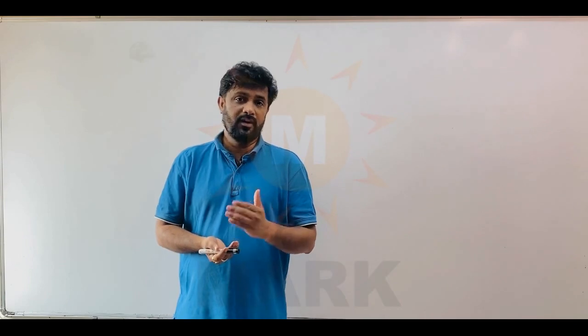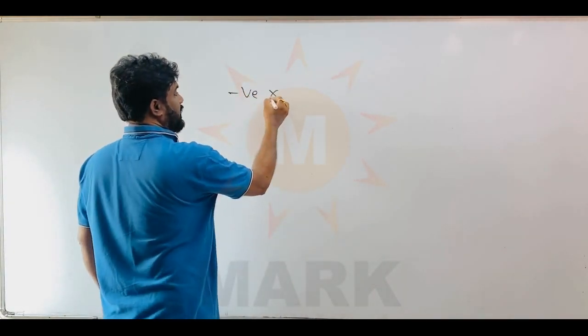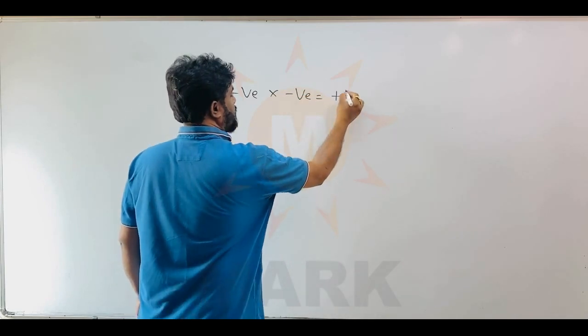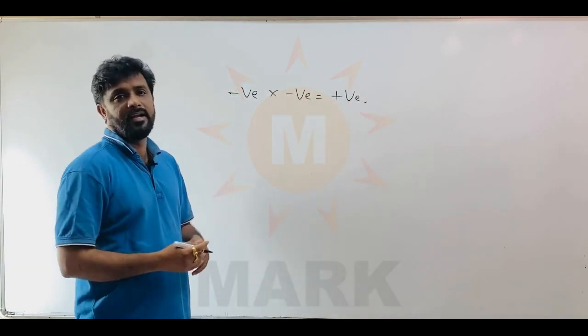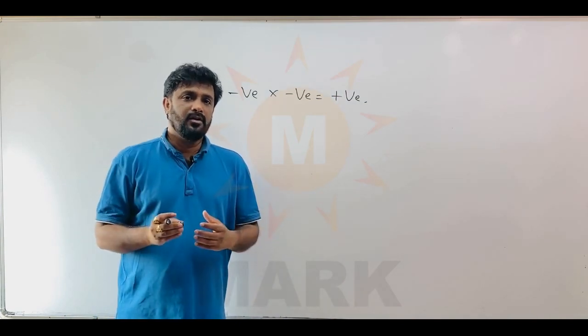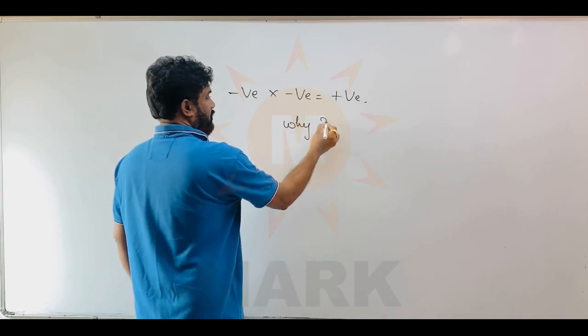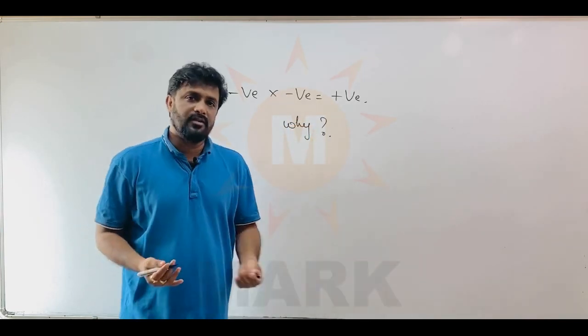Hi friends, in our school days, we all know very well that we read already that negative into negative number will give a positive answer. Negative multiplied by a negative number will give positive answer. I am sure that most of us would have got a doubt. Why? Why negative into negative will give a positive answer?